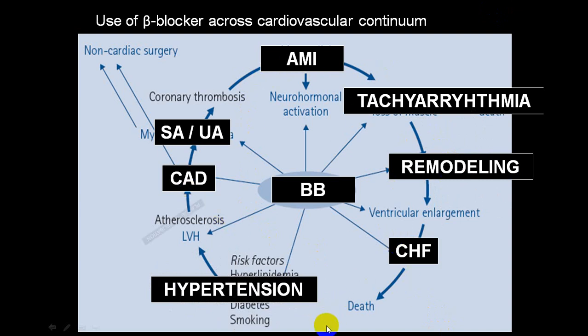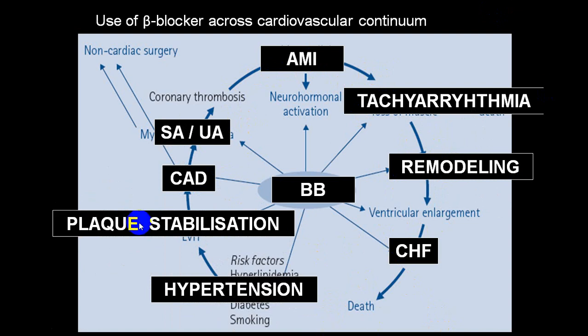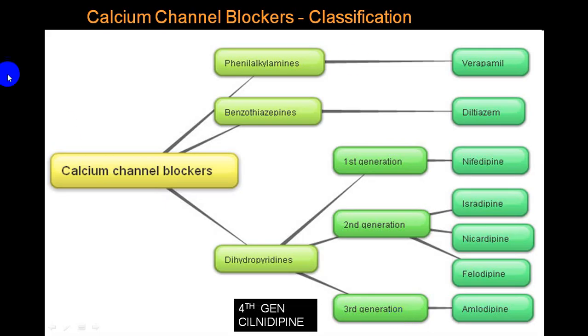So if you get a cardiovascular condition, say unstable angina, for plaque stabilization also, a beta blocker becomes a drug of choice. Now we go to another compound we call a calcium channel blocker. They are divided into different generations: first, second, third, fourth. First generation is nifedipine, second generation is nicardipine and felodipine, third generation is amlodipine, and fourth generation is cilnidipine.